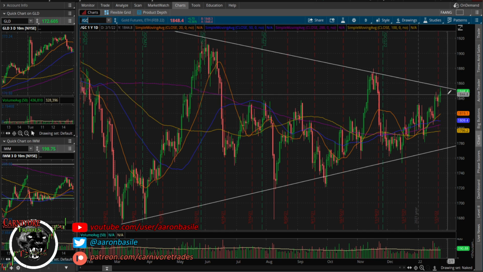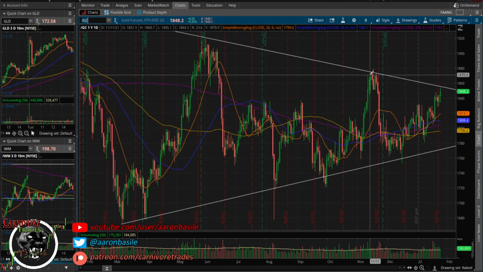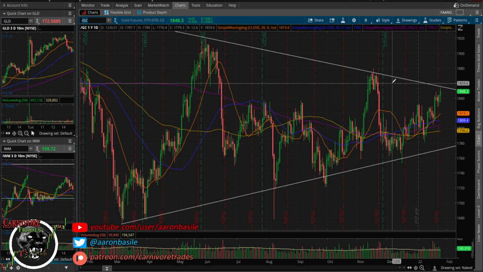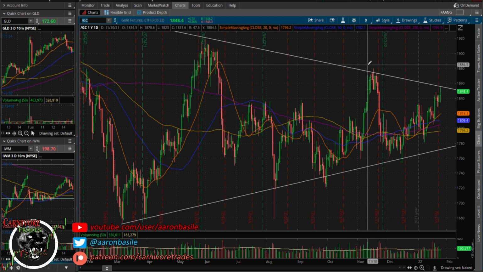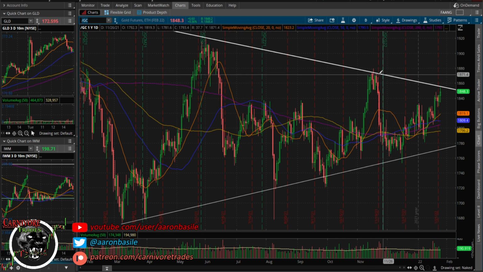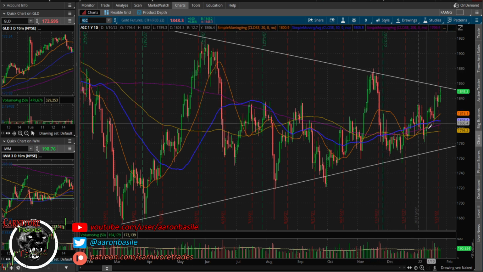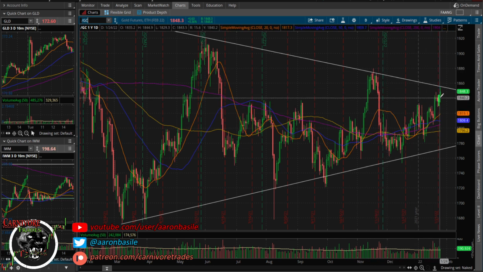Maybe it goes sideways a little bit further and then tries to attack this area. But that's going to be the real test. If it can get through that 1870 area and this trend line, then maybe... I hesitate to say that it's poised for another leg up because this is a lot of resistance, and with the FOMC tomorrow, there's a lot of things that can happen.